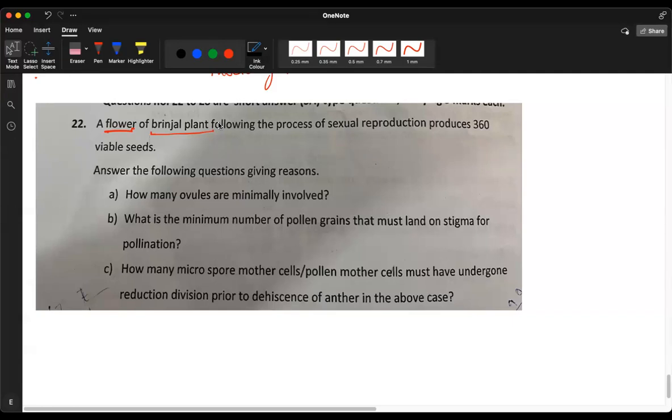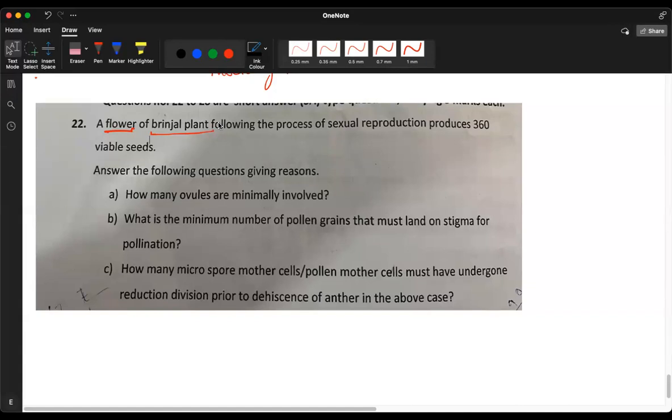So brinjal, I told you that all the vegetables are basically fruits. We call them vegetables, but for its own plant, brinjal is a fruit, right? And brinjal belongs to the plant family Solanaceae, about which you must have studied in class 11th, where you studied the floral formula. So Solanaceae was one family, Liliaceae, Solanaceae. Remember these families?